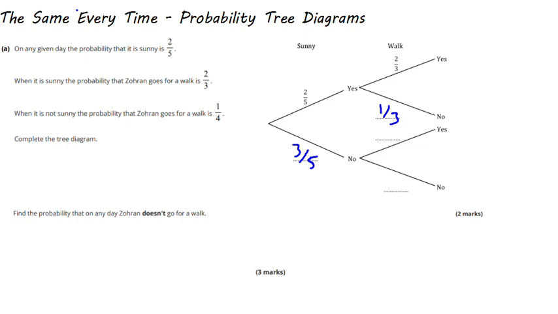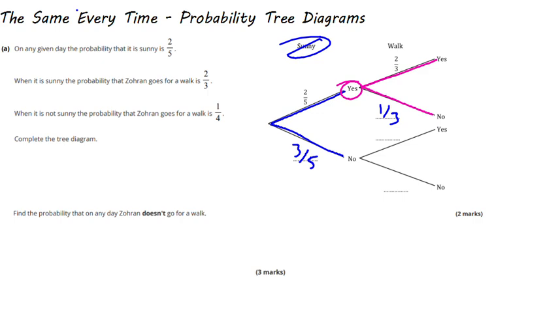On any given day, the probability that it is sunny is 2/5. So the first thing that happens on our diagram is sunny, and we can either say yes, it's sunny, or no, it's not sunny. So that would be 2/5 for yes, 3/5 for no. When it is sunny, we're looking at the yes possibility for sunny. When it is sunny, the probability that Zoran goes for a walk is 2/3, and so the probability that Zoran does not go for a walk is 1/3.